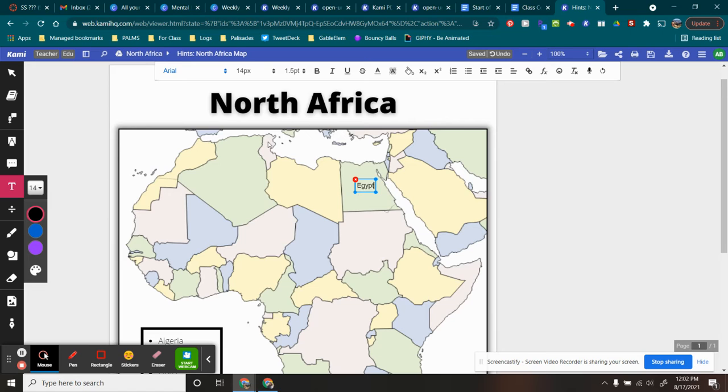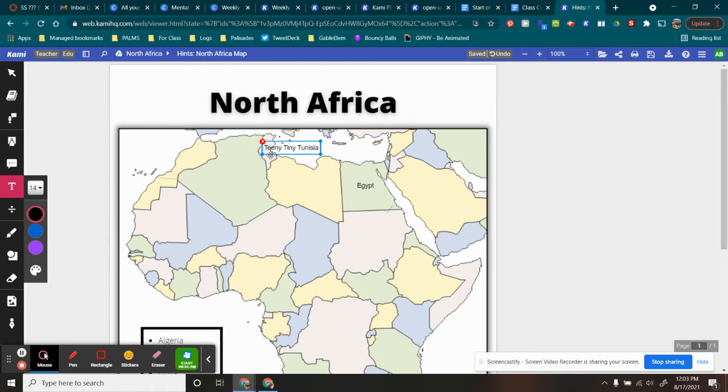Then I always remember Tunisia up here, and I remember it because it's teeny tiny. So teeny tiny Tunisia. It just kind of gets lost in the rest of North Africa here. I also know Tunisia because that's where the Arab Spring was born. The Arab Spring was this wave of revolutions where people were overthrowing their governments in North Africa and the Middle East. And that all started right here in teeny tiny Tunisia.